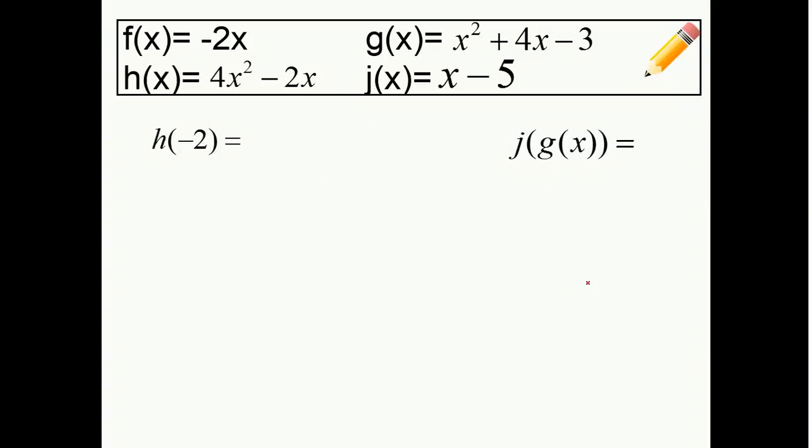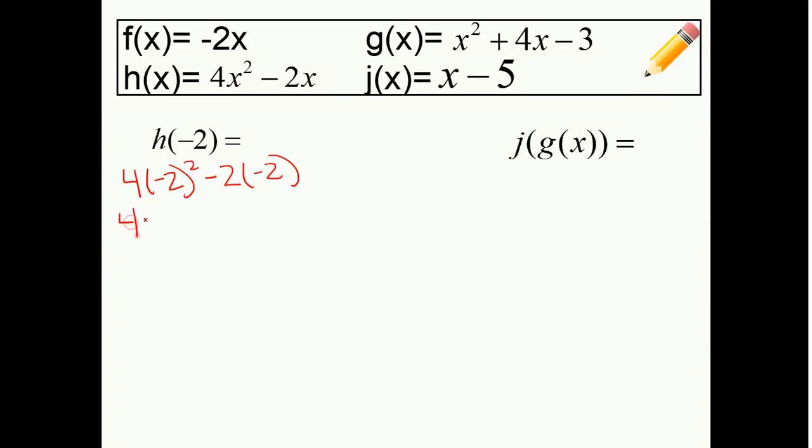Now, we've been working on kind of the plugging in aspect of a number. So I have h of negative 2. So that is, what is h at negative 2? So we're going to take h, and whenever I see an x, I'm going to put a negative 2 in its place. So it's going to look something like that, right? So I had an x there and an x there, so I put negative 2's there.